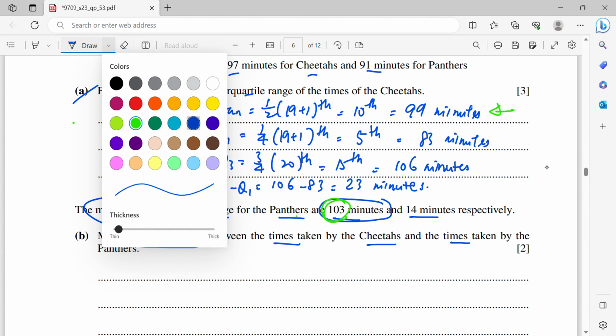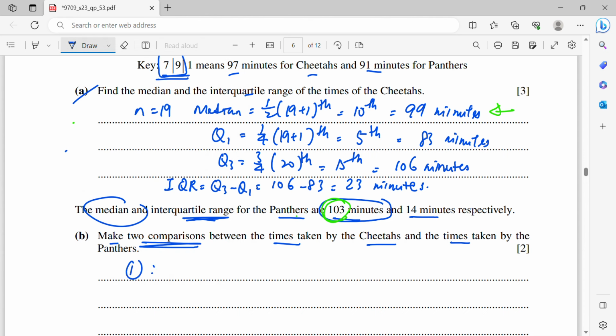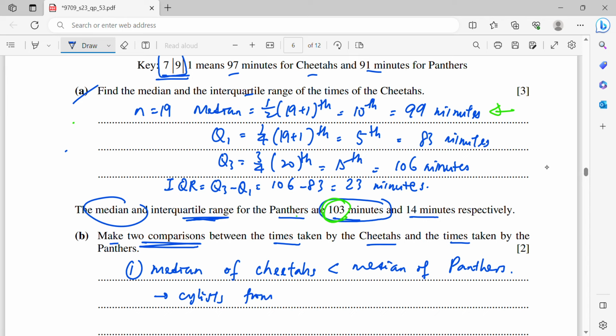Alright, so now I will write. The first one is median of cheetahs is less than median of panthers. Okay, so that means cyclists from cheetahs can complete the race faster compared to panthers, because panthers need more time.